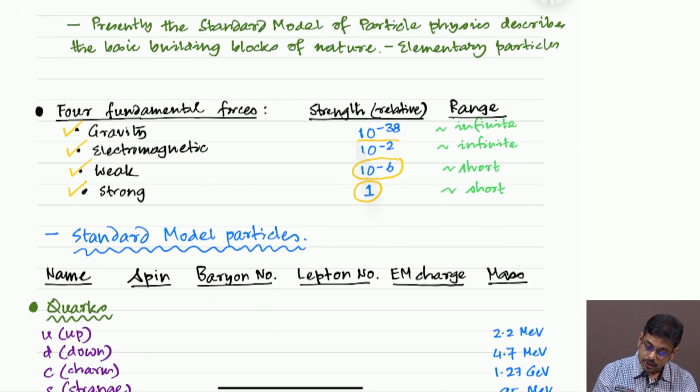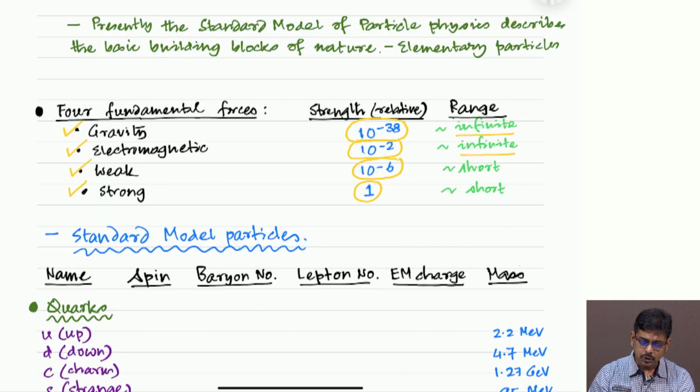Electromagnetic interaction is actually 10 to the power minus 2, whereas gravity has a strength of 10 to the power minus 38, which is way below these 3 others. And also, interestingly, gravity and electromagnetic forces have infinite ranges, so they have a classical manifestation. There is a classical analog.